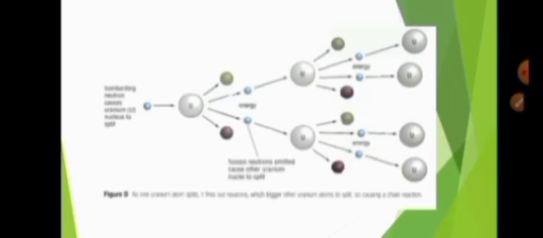So this is figure D, and it shows how the uranium atom splits, and then it causes another atom to split, and then the energy causes another atom to split, and so on and so on. So it becomes more like a chain.